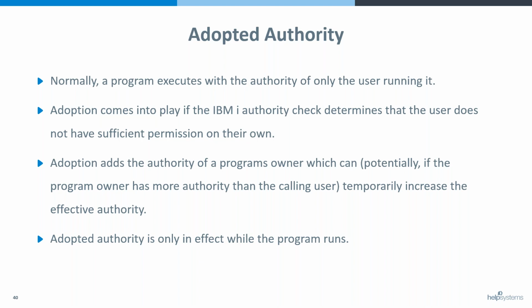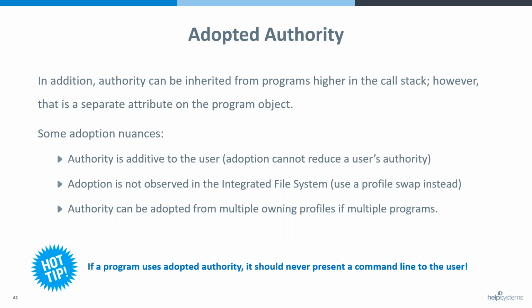But if that program owner has more authority than me, then it's going to allow me to run the restricted task, but only while that program is running. So as soon as the program ends, I'm back to just plain old Robin again. Right? So it's a really great technique that programmers can leverage in order to facilitate temporary authorization.